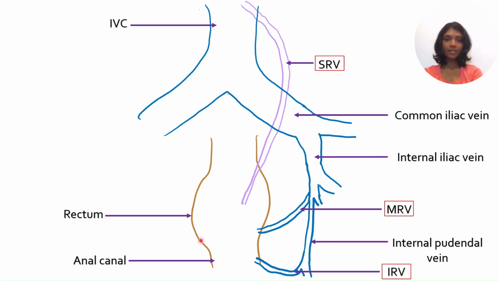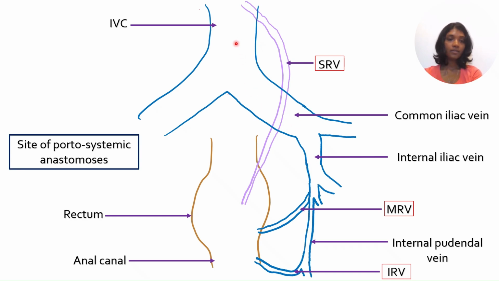Here we see the venous drainage of the anorectal region. We have the superior rectal vein draining into the portal venous system through the inferior mesenteric vein. We also have the middle rectal vein draining through the anterior division of the internal iliac vein, and the inferior rectal vein which drains into the internal pudendal vein and then to the internal iliac vein. This drains into the common iliac vein and the inferior vena cava.